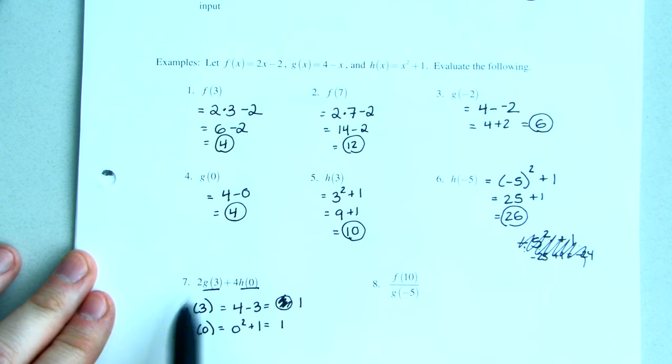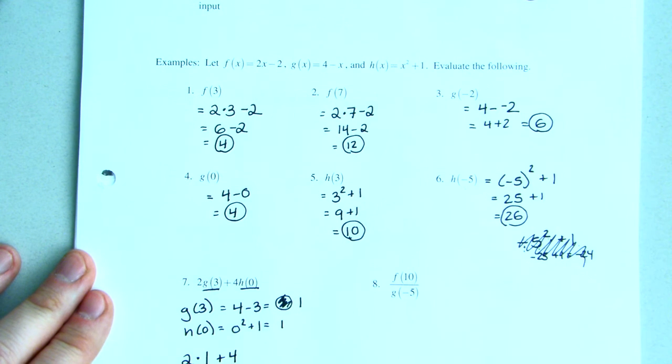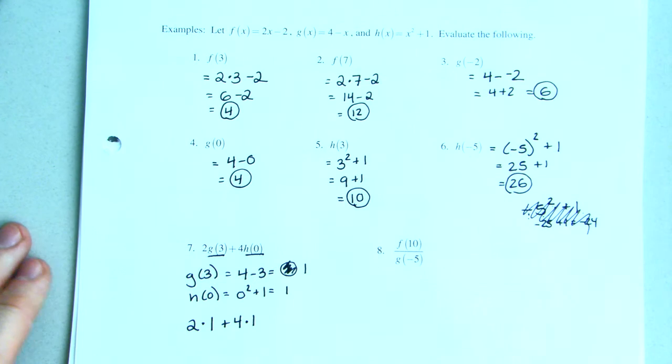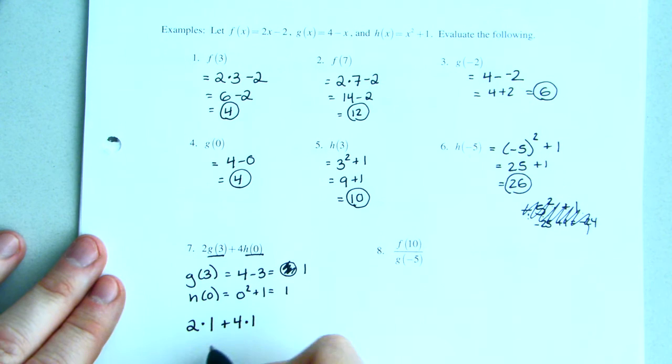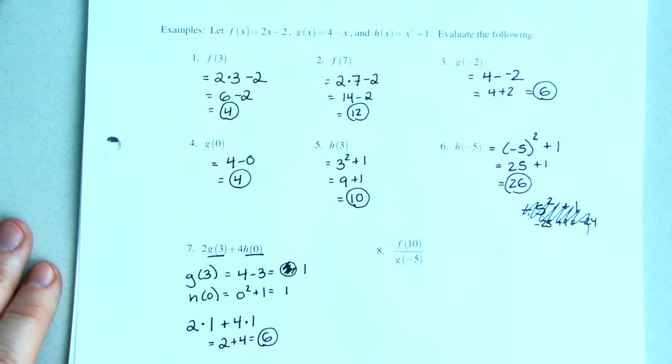If I want to now go back to the original problem, the original problem said do 2 times g of 3. Well, what is g of 3? 1. I already figured that out. Plus 4 times h of 0. What is h of 0? Already figured that out as well. It's 1. Final answer here, 2 plus 4. My final answer is 6.